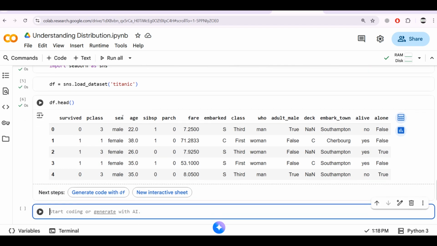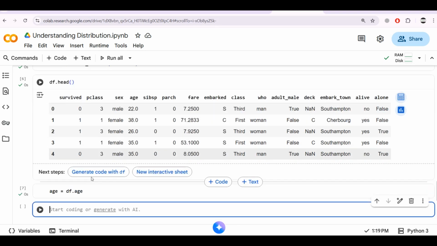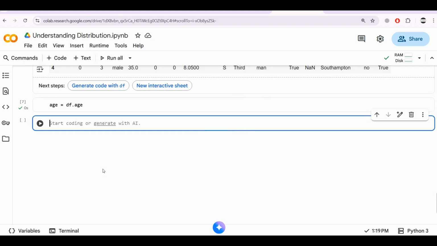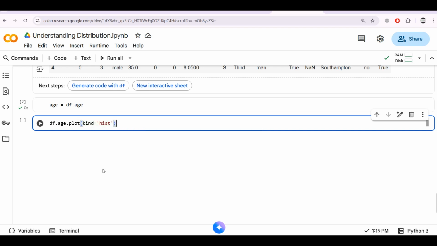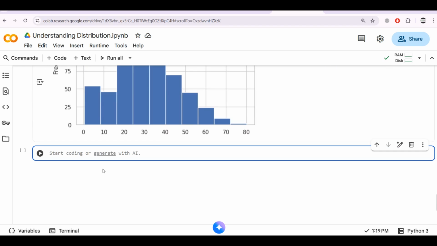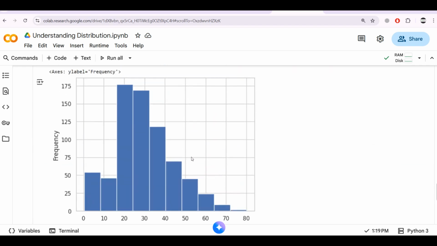When you are creating a distribution plot, you have to take one variable. So we will say age is equal to df.age. So this will pick all age of these customers, and then we can create a distribution plot. So if we write df.age.plot, and we can say kind is equal to hist, which is short for histogram. So this will create a graph for you just like this distribution.